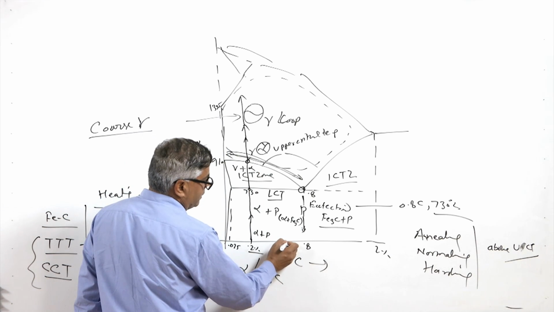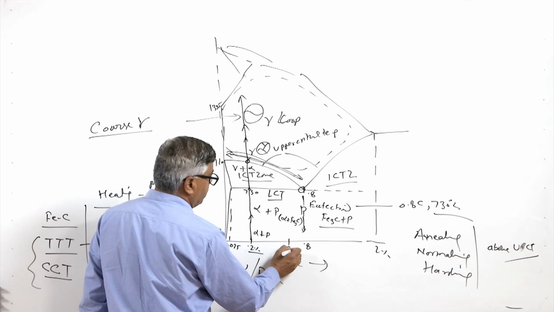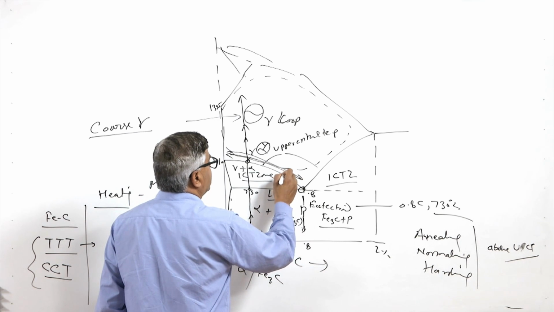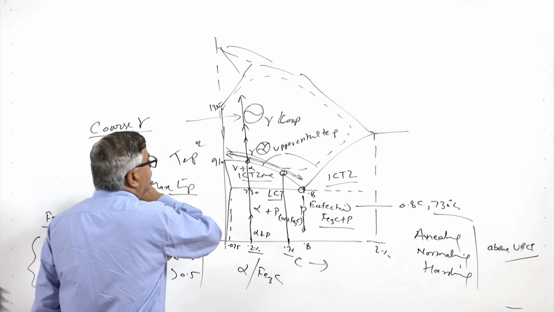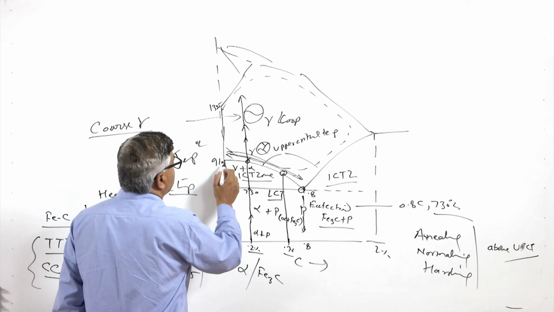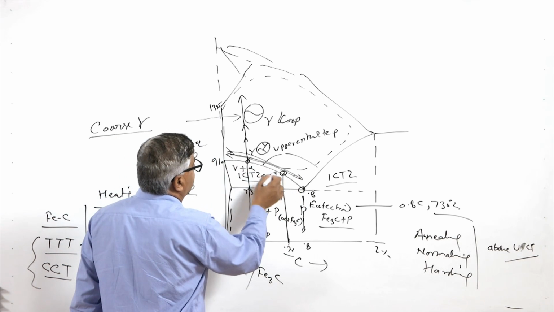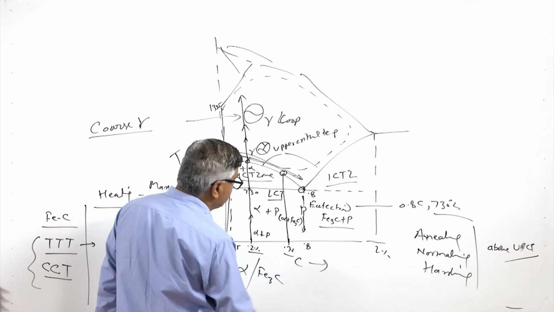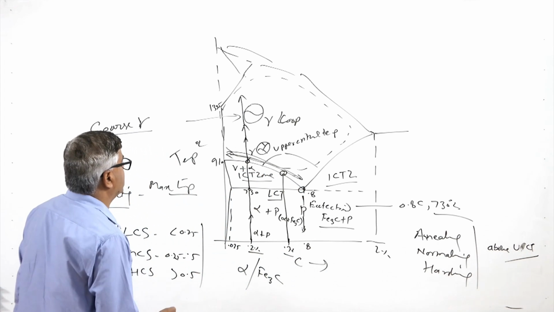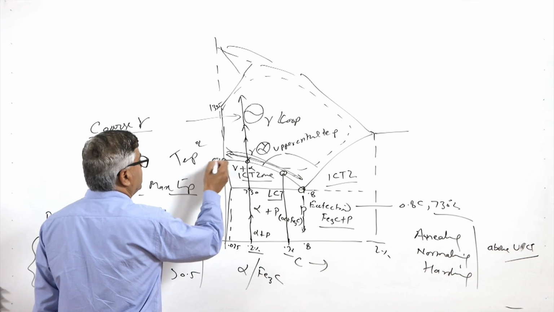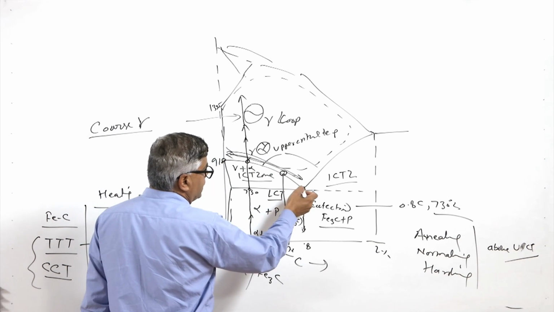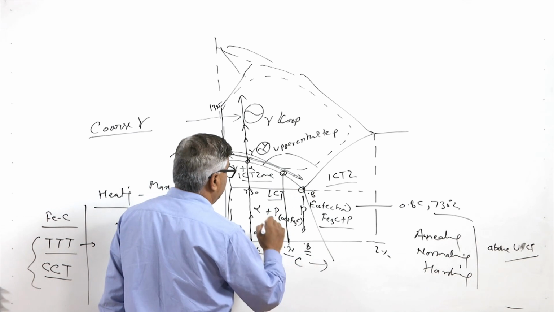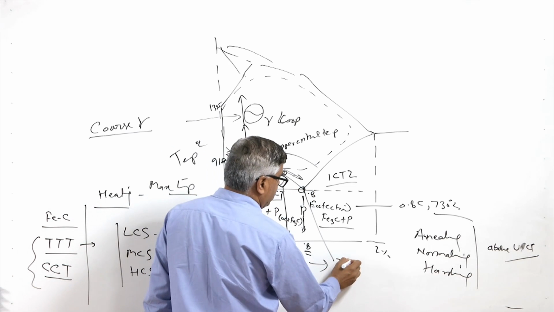Like, say, if it has a higher carbon content, say 0.7%, then the temperature at which it will be fully austenitic is this one. We can see this is the upper critical temperature line, and the upper critical temperature value will keep on decreasing with the increase of carbon content. For pure iron it is 910, and then with the increase in carbon content up to 0.8, it will become the minimum value of 730 degrees centigrade.